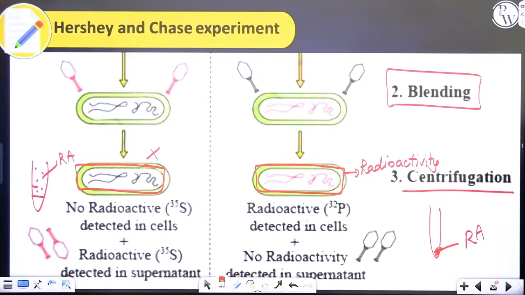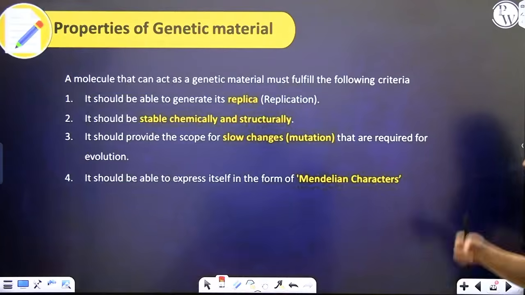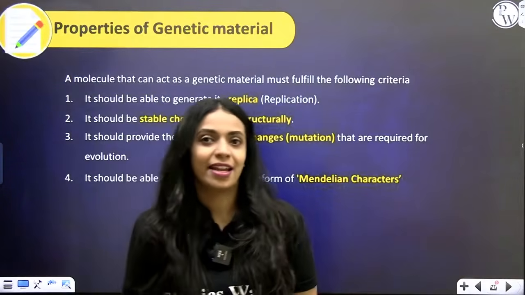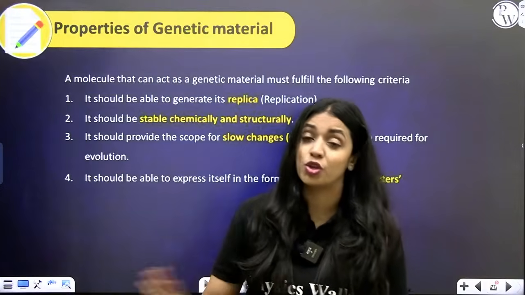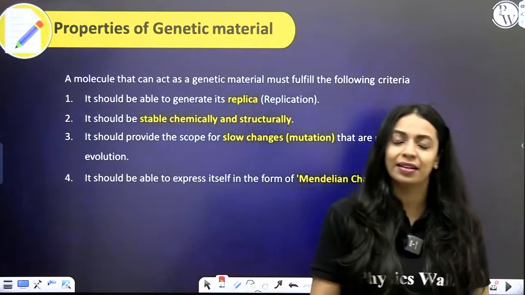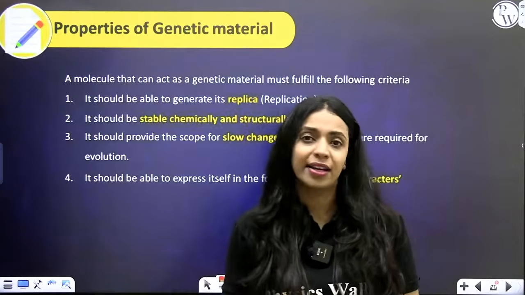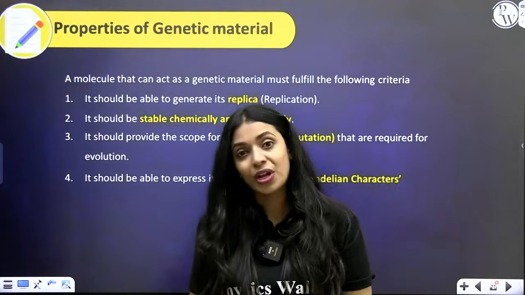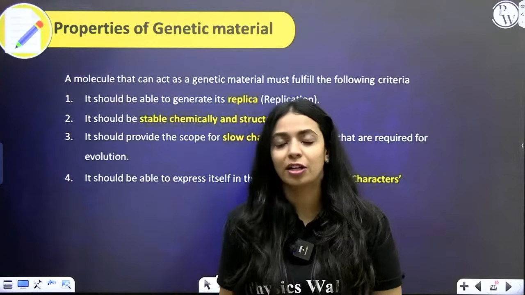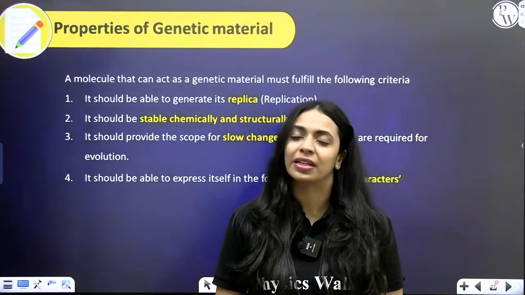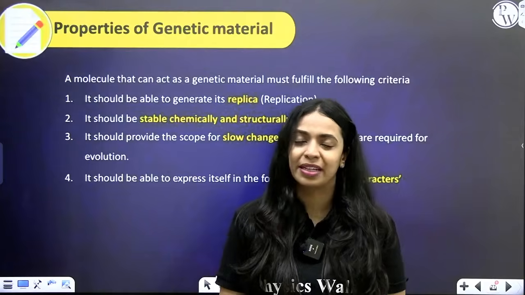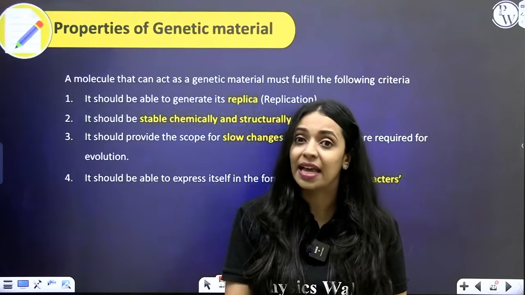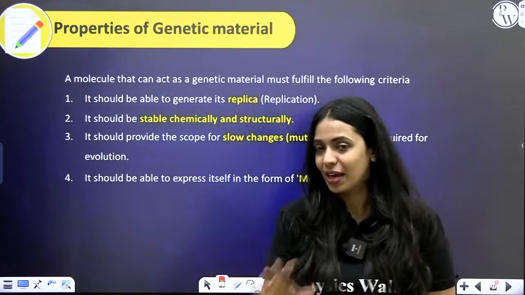Okay. Now, let's talk about some properties of genetic material. Now we know that DNA and RNA both can act as genetic material. In the majority of organisms, DNA is the genetic material, and in some viruses, RNA also can be the genetic material. What are some properties that a molecule should have in order to act as a genetic material? Why can't proteins be the genetic material? Why can't lipids be the genetic material? What properties do they lack that DNA has, which makes DNA the genetic material? That's something we'll have to study.